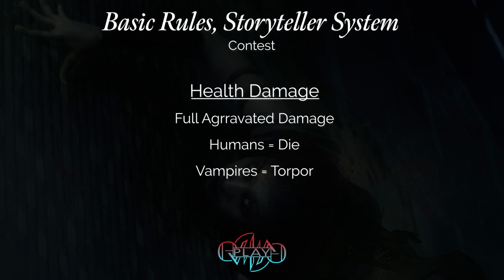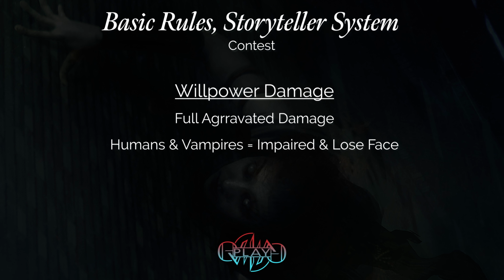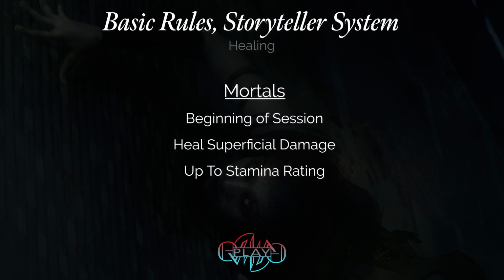When your health tracker is filled with aggravated damage, you are comatose or dead as humans, and you fall into a torpor as a vampire. Your willpower tracker being filled with aggravated damages means you are both impaired and break down and lose face. You may lose social standing or be shunned and mocked. Now we have learned the consequences of taking damage. How do you heal damage taken?